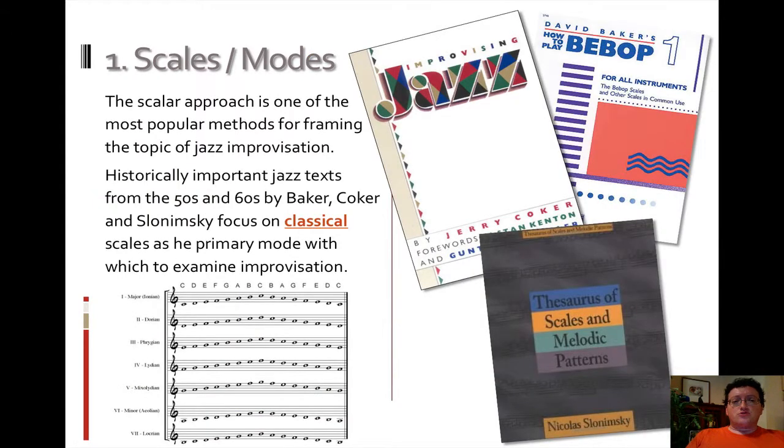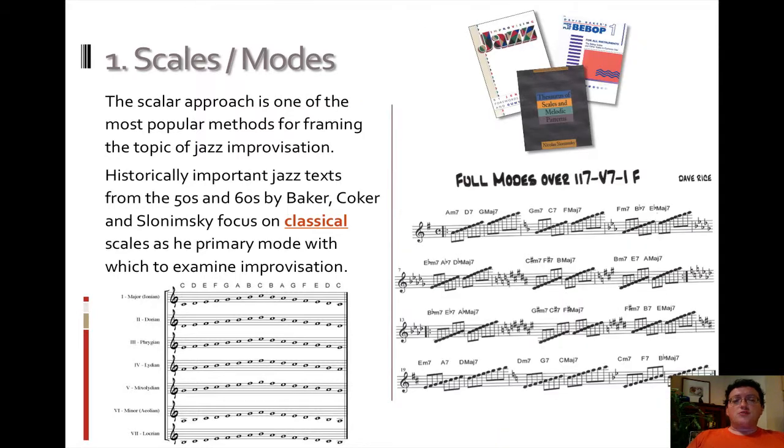The scalar approach is one of the most popular methods for framing the topic of jazz improvisation. Historically important jazz texts from the 50s and 60s by Baker, Coker, and Slonimsky focus on scales as the primary mode with which to examine improvisation.